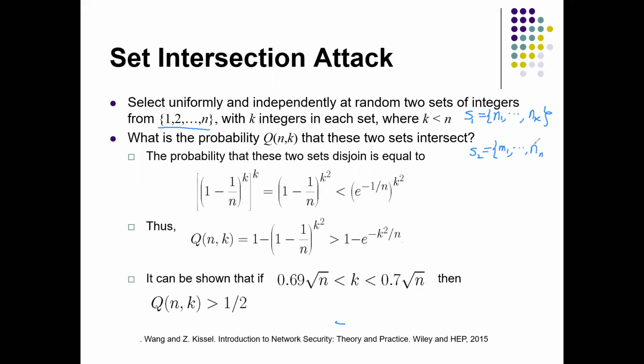Select k integers. Then we want to know the probability that S1 and S2 is not empty. So in other words, there is at least one integer that appears in S1 and also appears in S2. Okay, so we want to find this probability. That's Q and K.